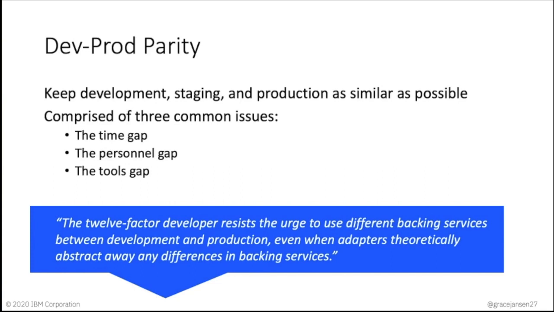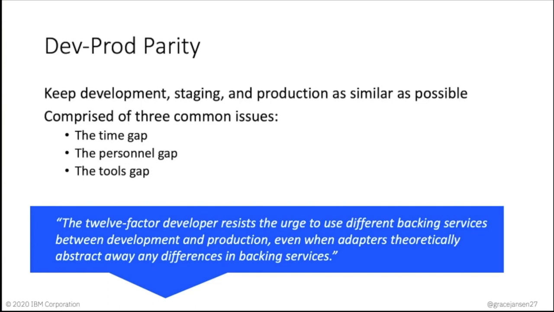Now, often there are mostly 3 common issues that come into play which prevent this from happening. So there's the time gap. The time gap refers to the amount of time it takes you to actually write the code change and then to get that code change pushed into production. That time gap between the two can cause issues because there could be more changes in the code base, or the tools between when you make the change and when your change gets into production could be completely different.